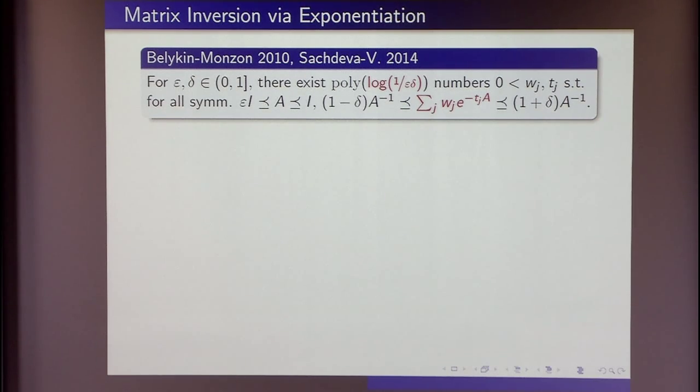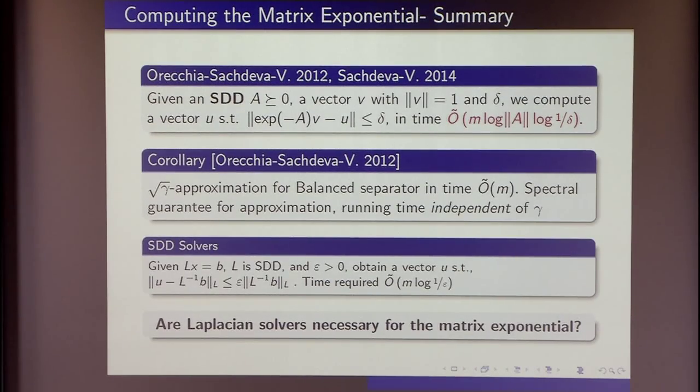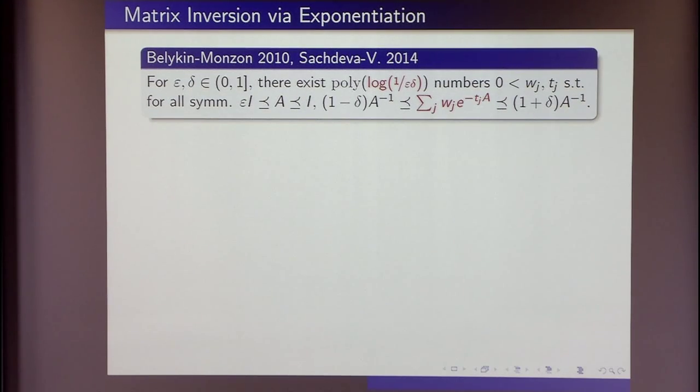So there is a way to go the other way around. If someone claims that they have the ability to compute matrix exponentials in the way this theorem guarantees, which depends on the norm logarithmically, let's say, then I could use this thing as a black box to obtain an inverter, a Laplacian solver.